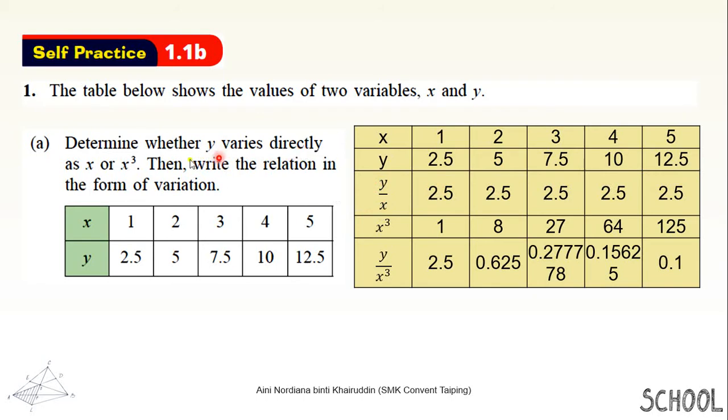For y varies directly as x, as you can see, the values here are equal. When you do x cubed, and you divide y over x cubed, the values that you obtain are different. So we can conclude that y varies directly as x. So this is the relation in the form of variation. Y varies directly as x.